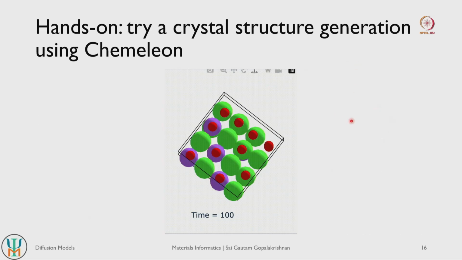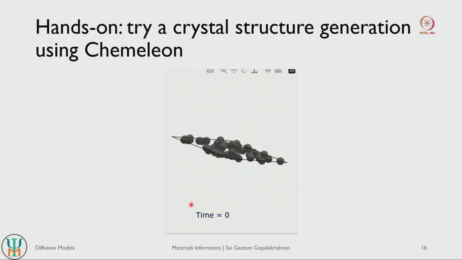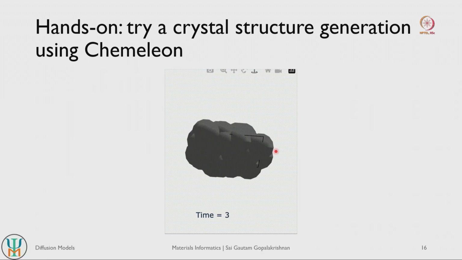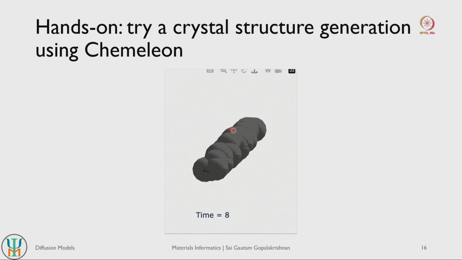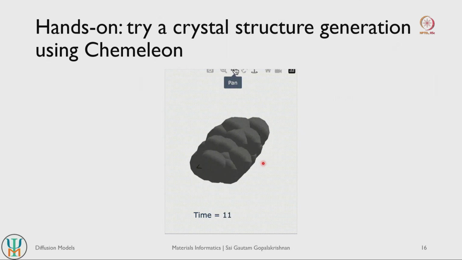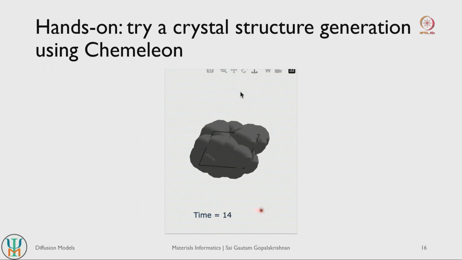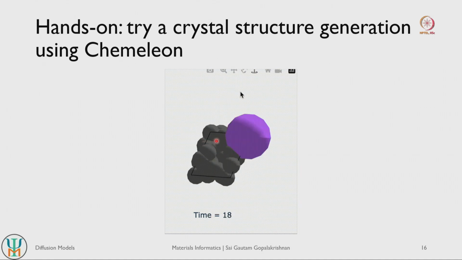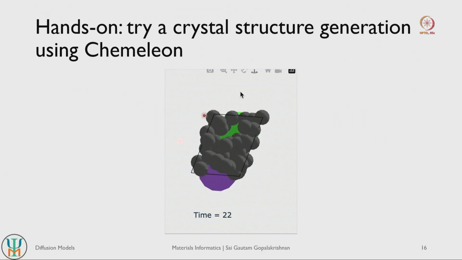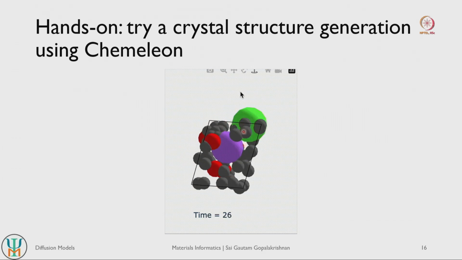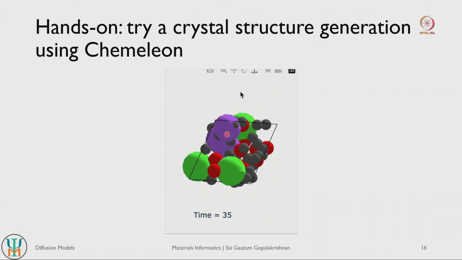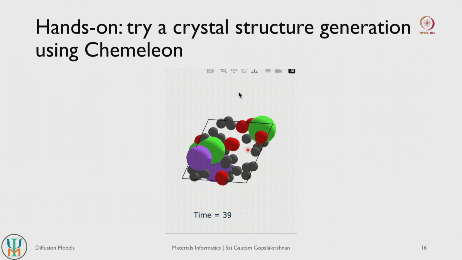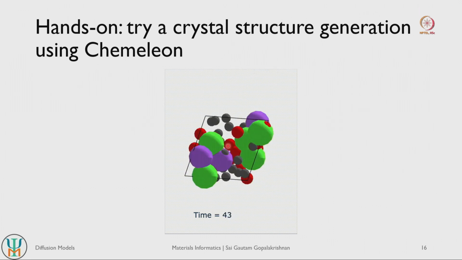So in our hands-on session we will be looking at one of the diffusion processes with Chameleon. So you see that at time t equals 0, it starts off with basically a black lump. There are no distinct atoms, and then as you keep going through more and more time steps, you see that slowly there is a unit cell that is developing. You see multiple atom types that are generating, and then you will eventually see an ordered structure that is being generated towards the 100th time step. So you see that the structure is evolving slowly, it is denoising.